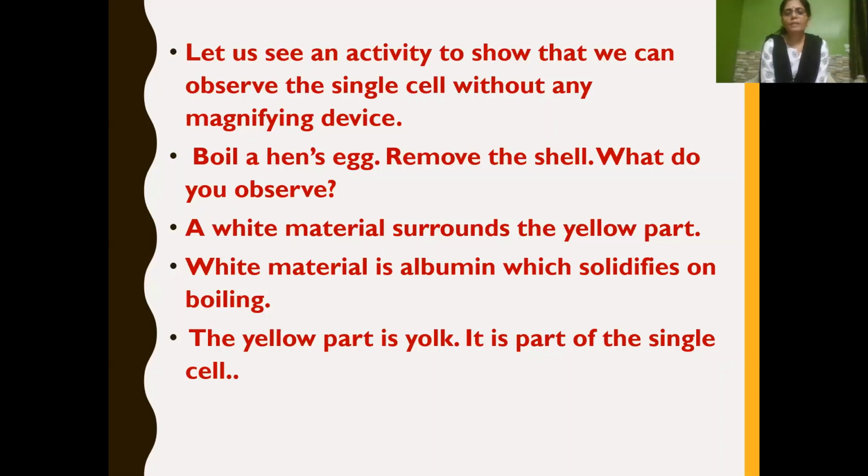The white material is called albumin, which is actually liquid in state, but after it gets boiled, it solidifies, means becomes solid on boiling. Then inside the albumin, we have the yellow part, which is called yolk. So this is a part of the single cell. So in a hen's egg, the white material is called albumin and the yellow part is called yolk.